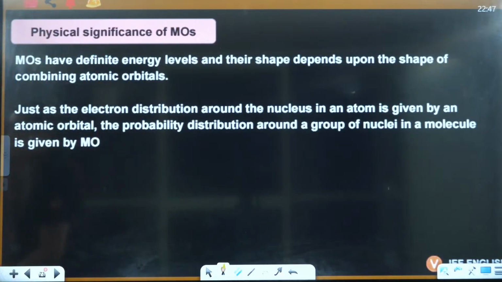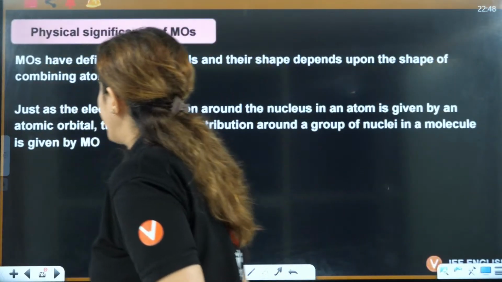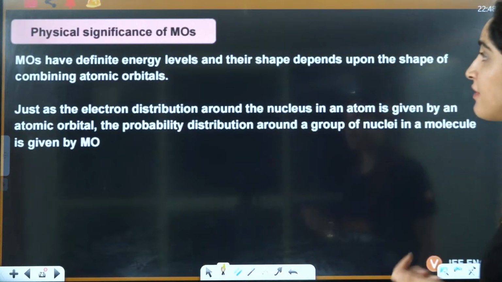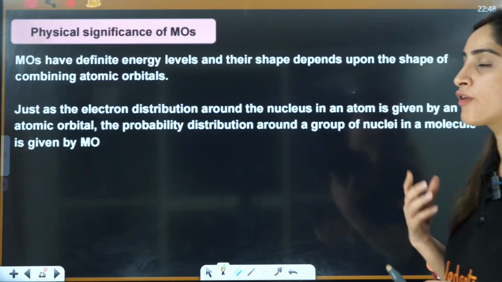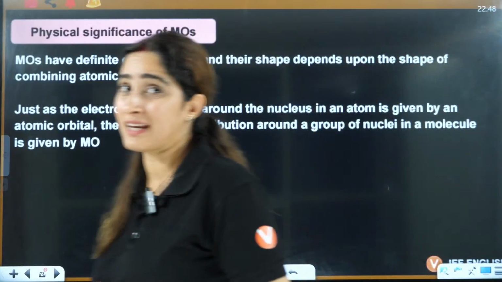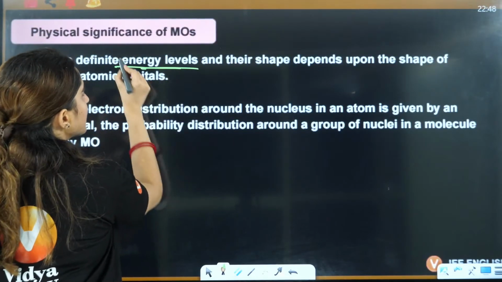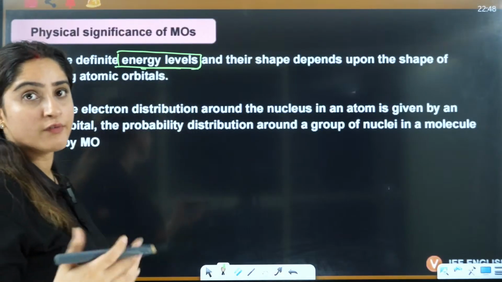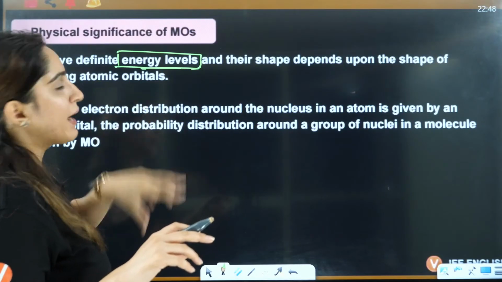Okay, everybody, now let's see physical significance. Physical significance of MOs, let's talk about that. Molecular orbitals have definite energy levels, right? And their shape depends upon the shape of combining atomic orbitals. Now, what is the significance, right? So, molecular orbitals have definite energy levels, like you have sigma 1s, sigma star 1s, sigma 2s, right?